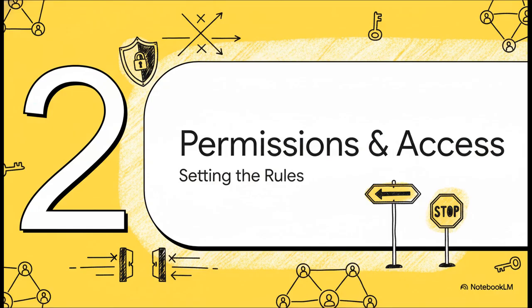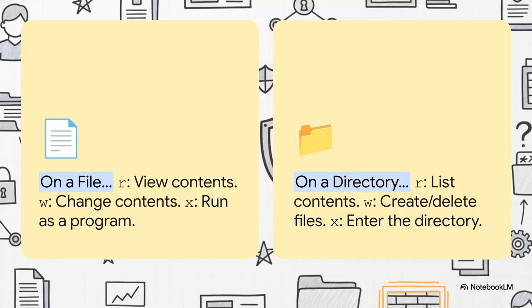Okay, so we've established who is on the system. We have our users and our groups. Now we need to define what they can actually do. And this brings us to permissions and access, basically setting the rules of the road. In Linux, it all boils down to 3 basic permissions: read, write, and execute. But here's the really clever part. Their meaning changes depending on whether you're talking about a file or a directory.